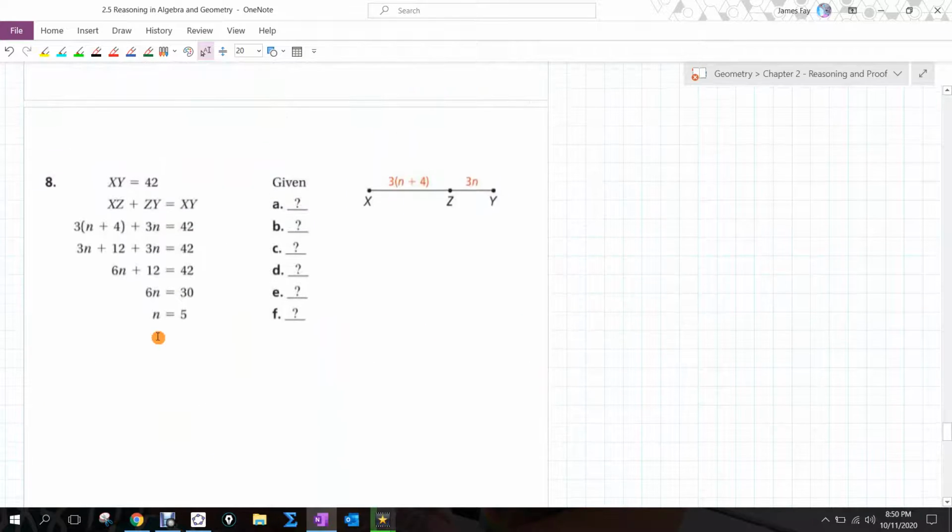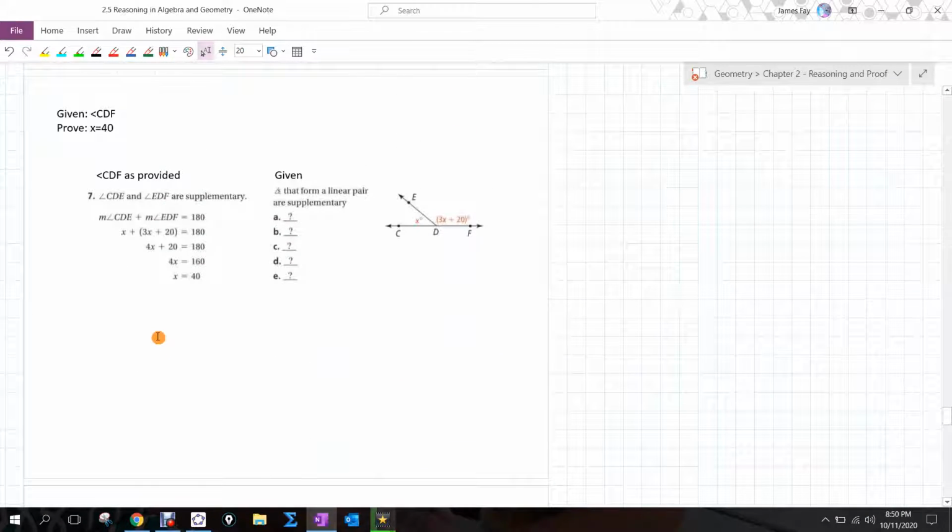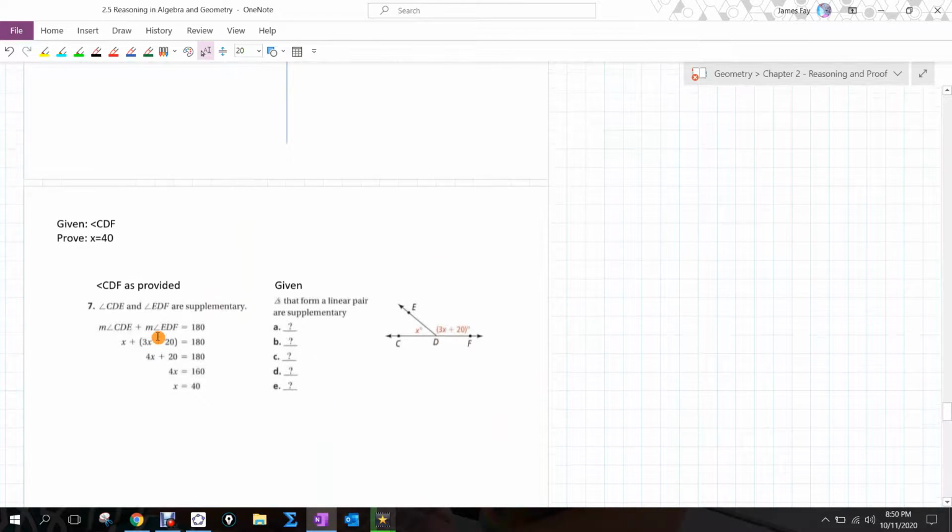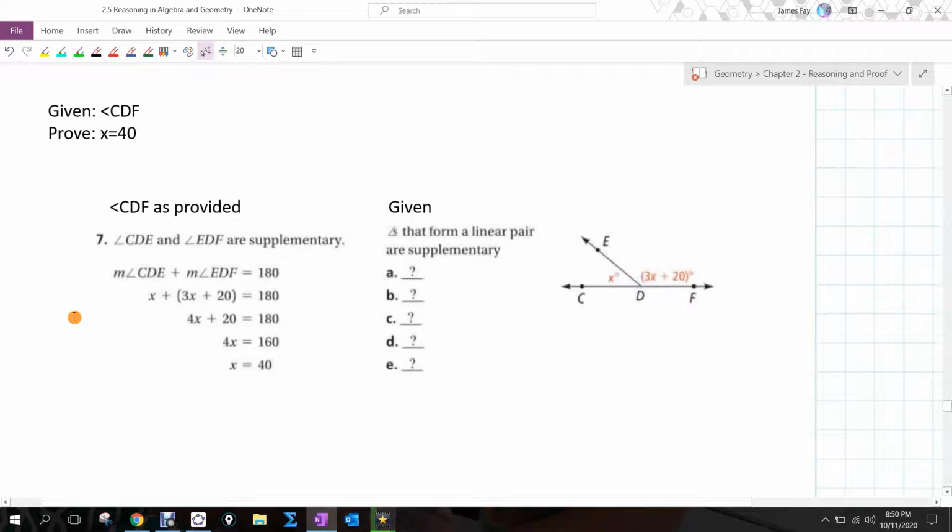Let's come up to this example here. So here, the given and the prove are pretty basic statements. They filled a lot of stuff in here for us. It says angle CDF as provided, so that just means they've given you a picture, and there must be then some stuff from that picture that we can gain for the mere fact that they don't really tell us much more in the given. Okay, they want us to prove that x is 40.